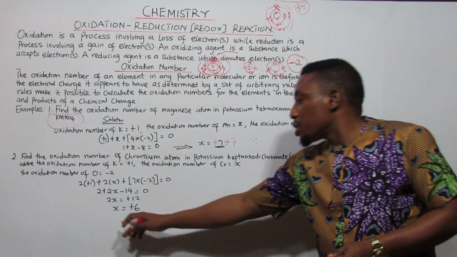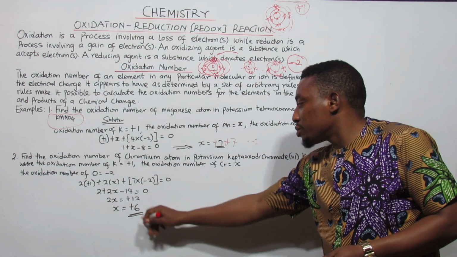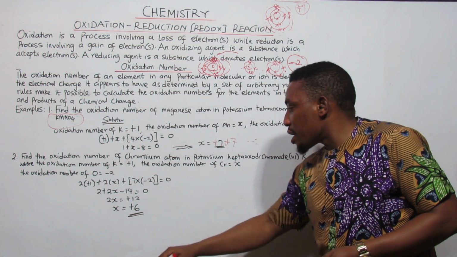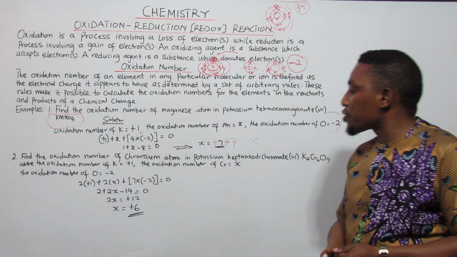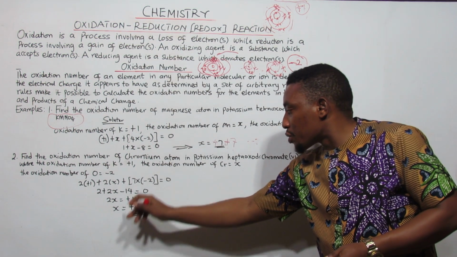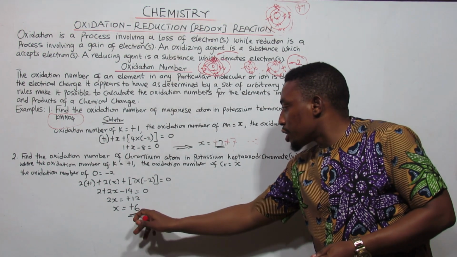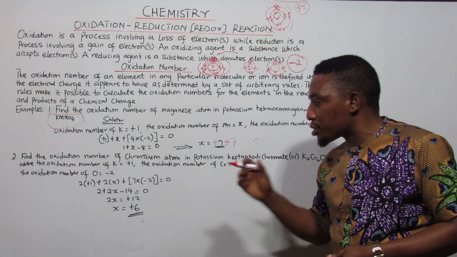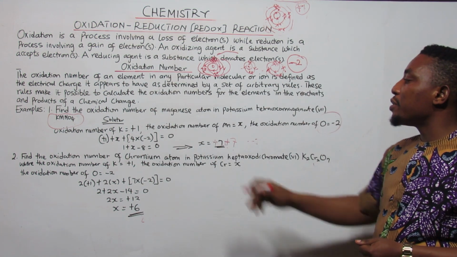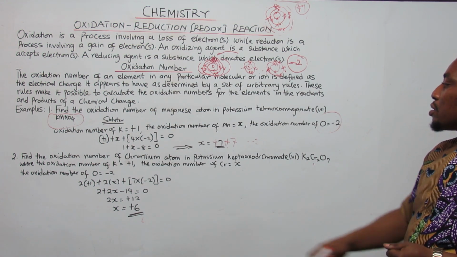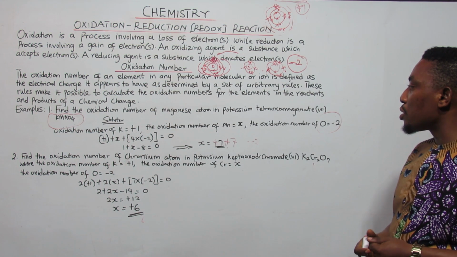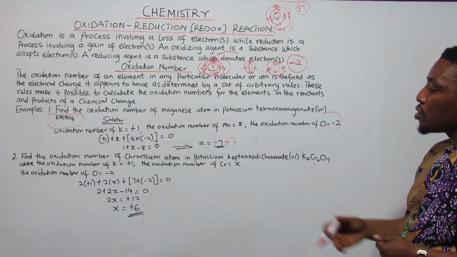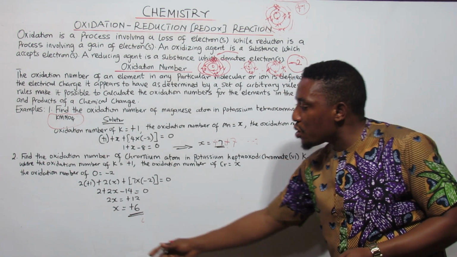So it becomes 2X over 2 equal to plus 12 over 2. So the 2 cancels itself, you have X. X will be equal to 12 over 2, which is 6. So X will be equal to plus 6. So this is the oxidation number of chromium in potassium tetraoxo dichromate 6. And also plus 7 is the oxidation number of manganese in potassium tetraoxo manganate 7.